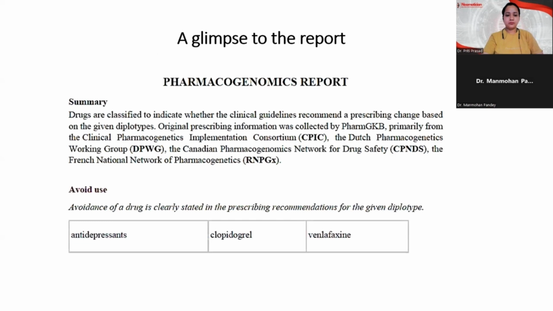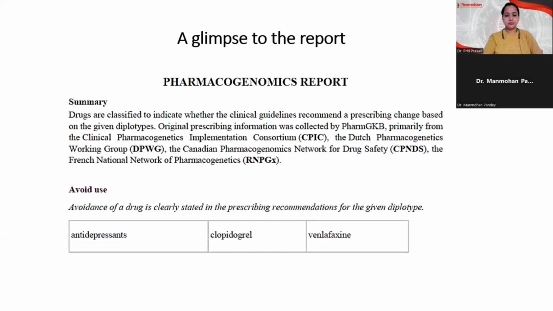So once we are doing the analysis, once we have those variants which correlate with the variants in CPIC, DPWG, or RNPDX, based on that, whatever dosing guidelines it is giving. So if we have to change the alternative drug for this, or it is causing a very high ADR, then we have to avoid use.